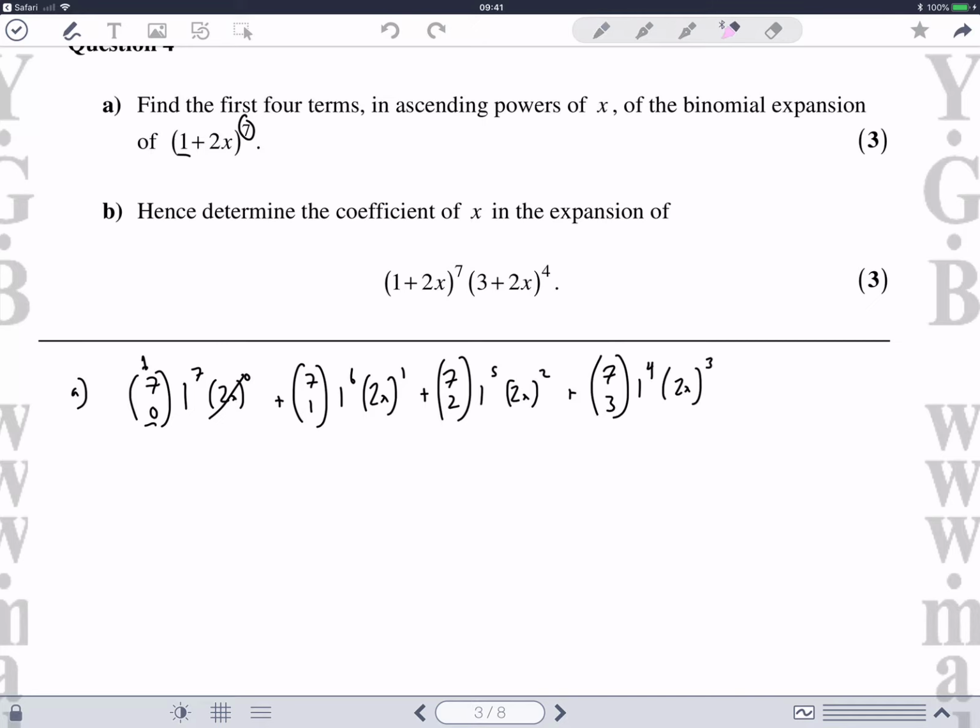It's important to see here that the powers of each term, if you add the powers, they always equal n up here, and also that the power of the second term always matches the bottom bit of the combinatorial.